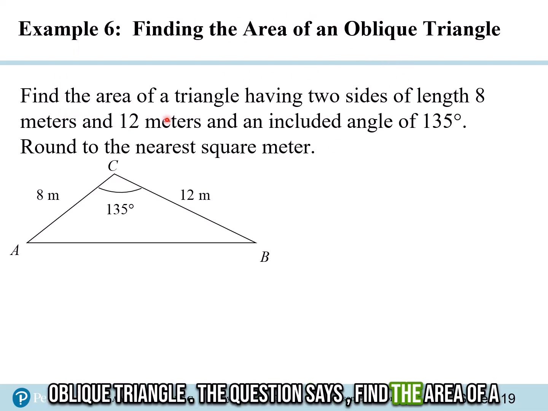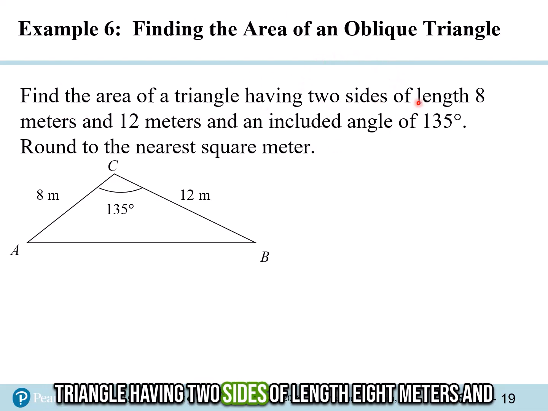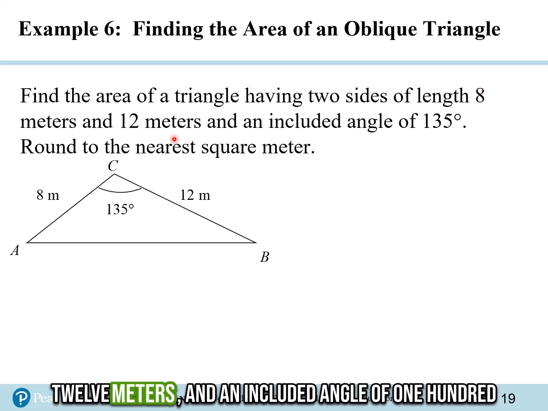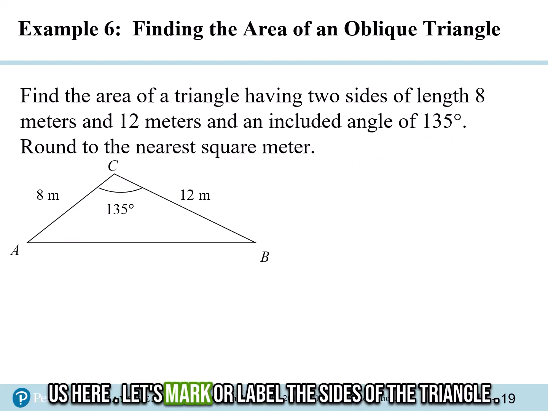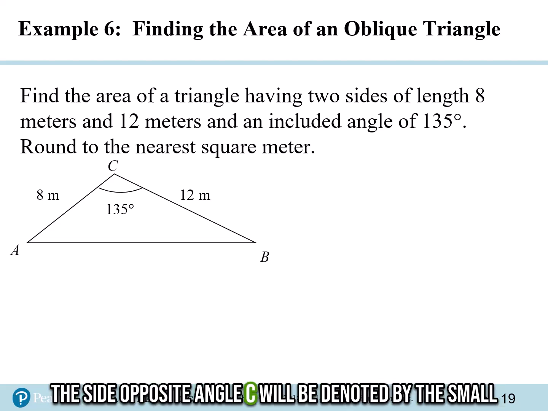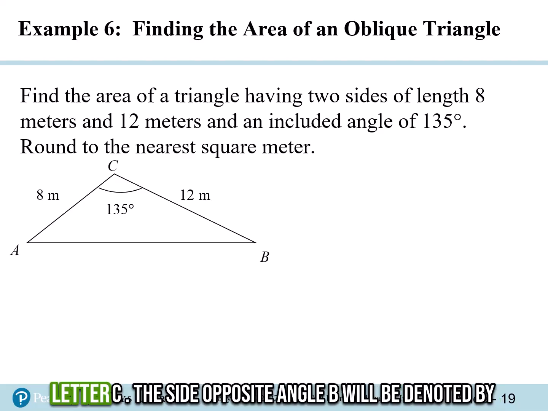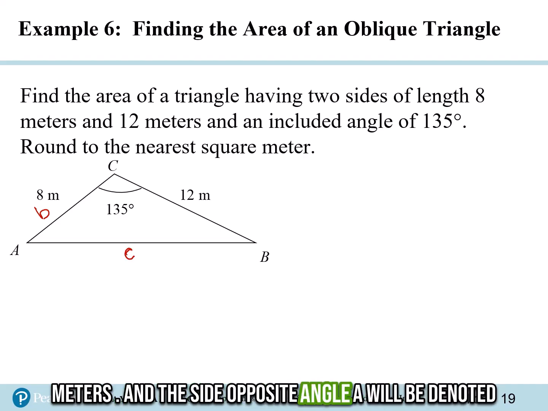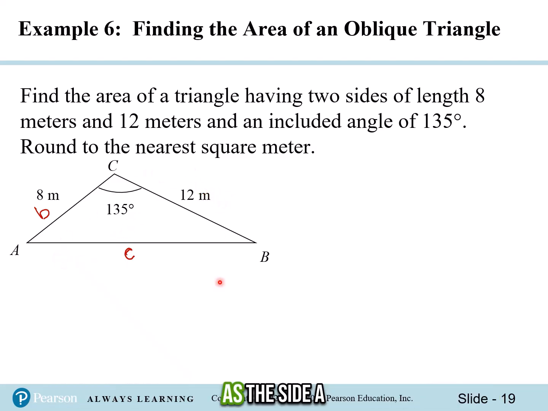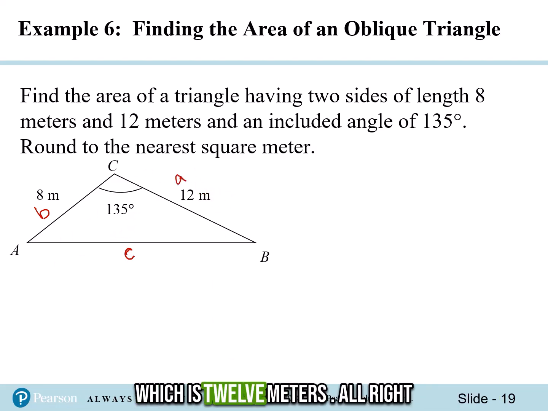The question says, find the area of a triangle having 2 sides of length 8 meters and 12 meters and an included angle of 135 degrees. We have the diagram given to us here. Let's label the sides of the triangle. The side opposite angle C will be denoted by the small letter C. The side opposite angle B will be denoted by the small letter B, and that has a measure of 8 meters, and the side opposite angle A will be denoted as the side A, which is 12 meters.